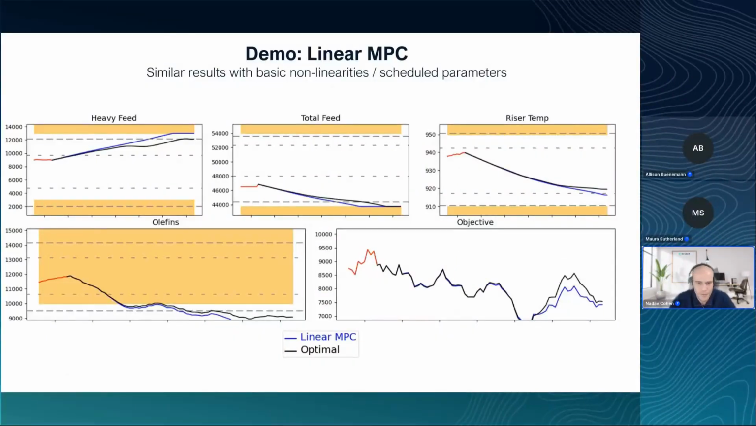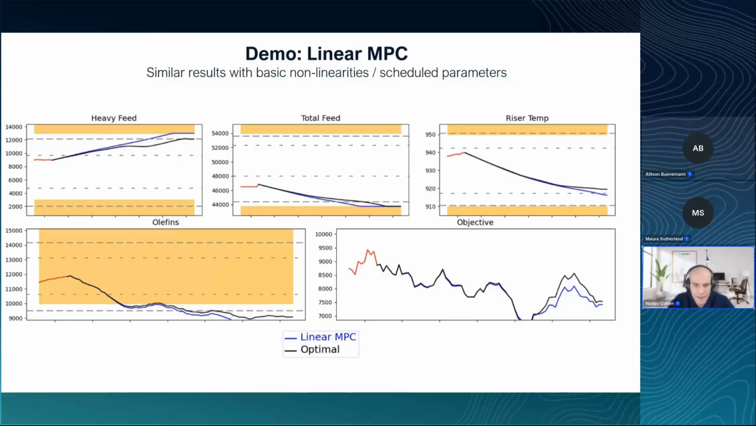This is a video of results obtained with a linear MPC. I'm only showing a linear MPC, but we got similar results with MPC that has basic nonlinearities, and also when the parameters are scheduled. What you see here are the three MVs on the top row. On the bottom left, you have the olefins rate. That's a CV, a controlled variable. And on the bottom right, you have the objective function. You can see the upper and lower bounds of the three MVs where they are set. And you can see the upper bound of the CV, of the olefins rate. You can see them all. There are many other CVs and DVs that I'm not showing just for simplicity of presentation.